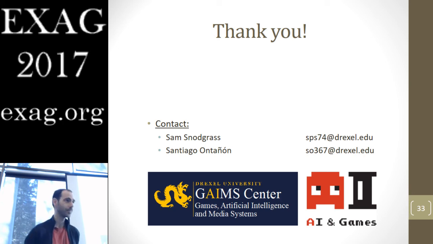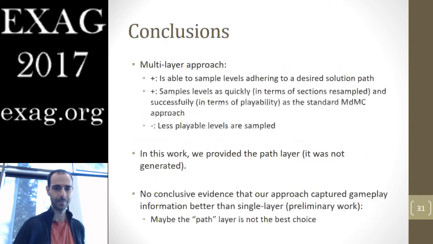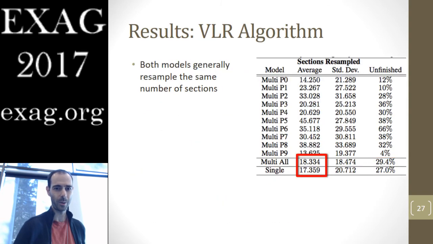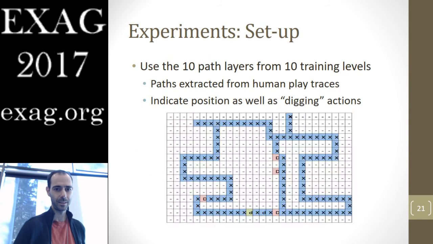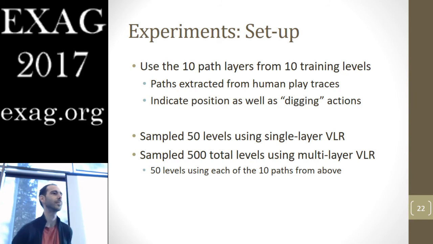Can you go back to the slide where you had the 50 and 500? Which one? This one? Yeah. Could you just explain? I'm a little confused on that. So you did 50 with single, and then based on those you did the 500?